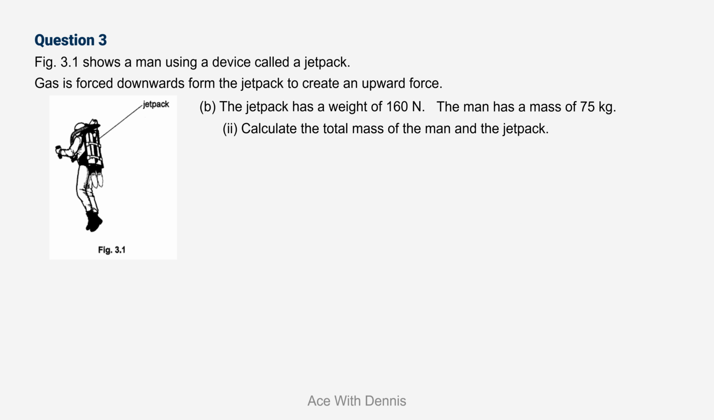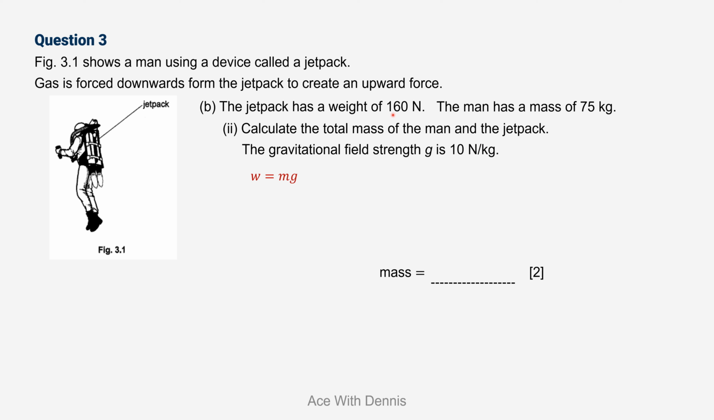Part 2. Calculate the total mass of the man and the jetpack. The gravitational field strength G is 10 newtons per kg. 2 marks. From this question, we are already given that the mass of the man is 75 kilograms. And for the jetpack, we only have the weight of the jetpack, which is 160 newtons. So we have to convert this 160 newtons to kilograms.